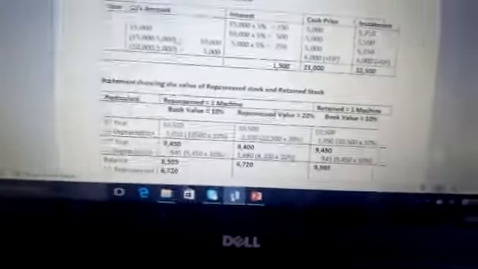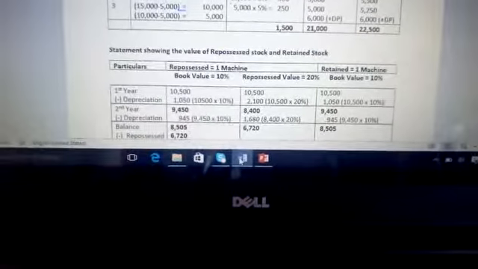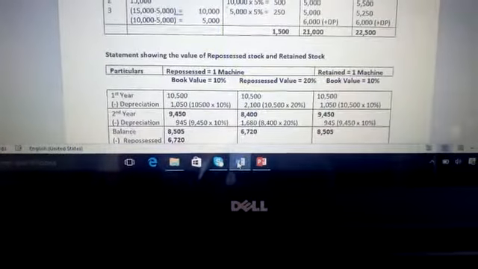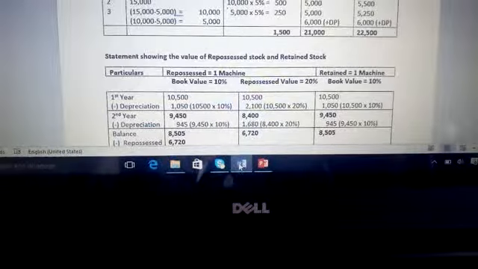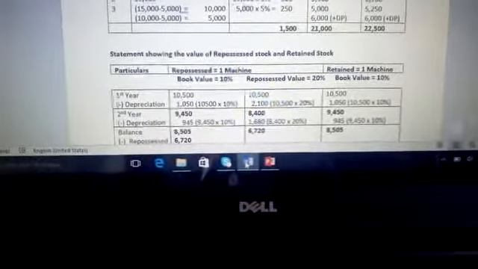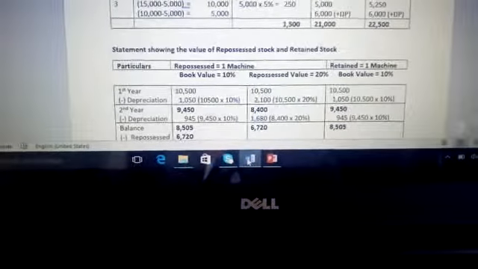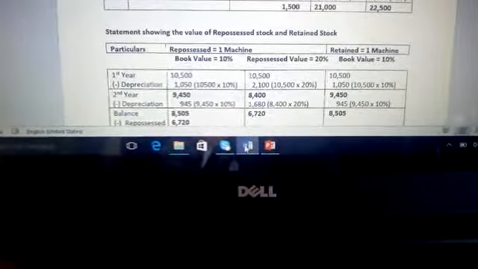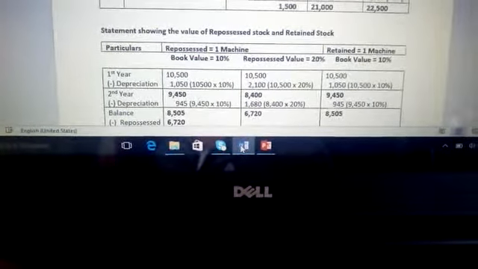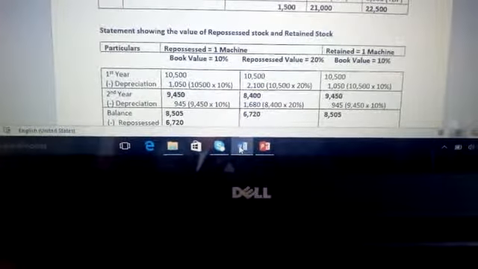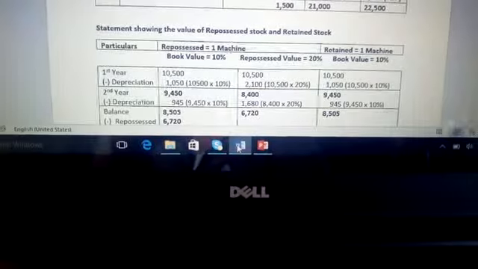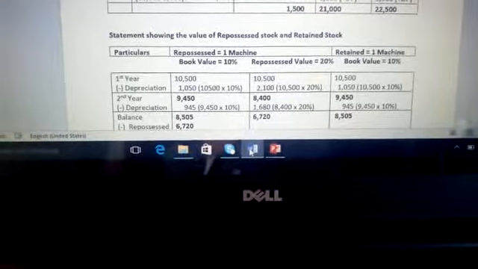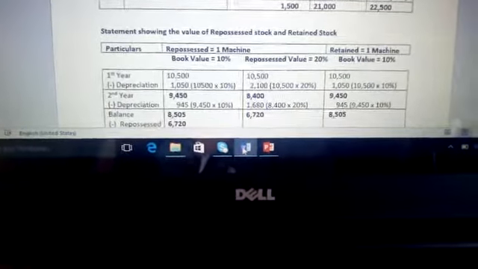As this problem is related to partial repossession of the goods, we must show one more statement, that is the statement showing the value of repossessed stock and retained stock. By preparing this statement, we will ascertain 3 balances. First, the value at which the assets or the goods are repossessed by the hire vendor. Second, what is the value of the retained stock, and third, what is the profit or loss on the repossession of the stock. These three amounts will be ascertained through preparing the statement showing the value of repossessed stock and retained stock. So we'll see.